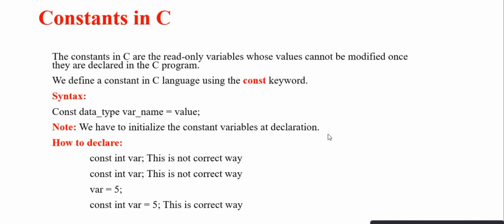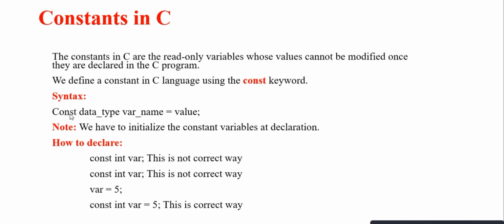Today we are going to discuss constants in C. What is a constant? A constant in C is a read-only variable whose value cannot be modified once it is declared in the C program. A constant can be of any data type like integer, float, and character. We define a constant in C language using the const keyword.